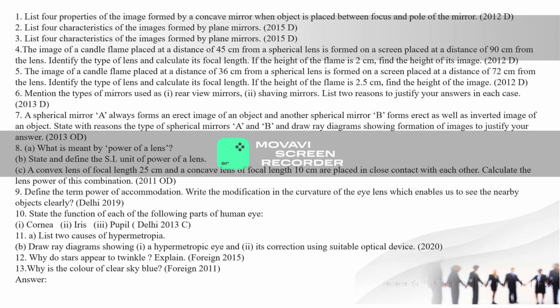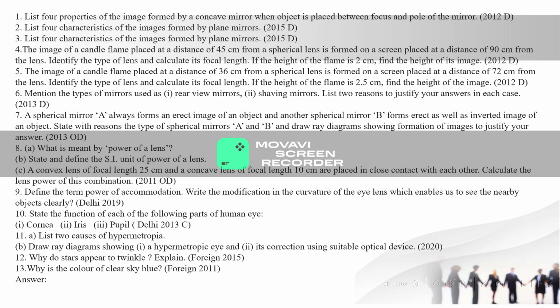The image of a candle flame placed at a distance of 45 centimeters from a spherical lens is formed on a screen placed at a distance of 90 centimeters. Identify the type of lens and calculate the focal length. If the height of the flame is 2 centimeters, find the height of the image.